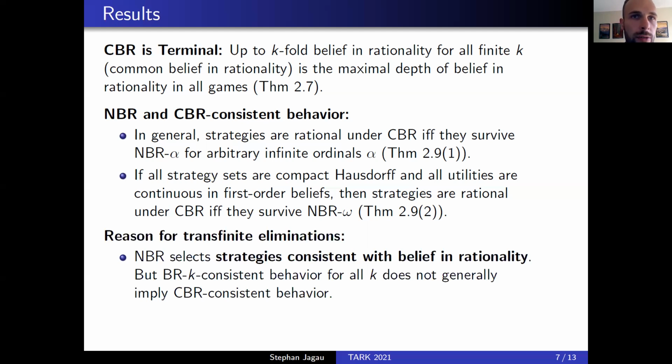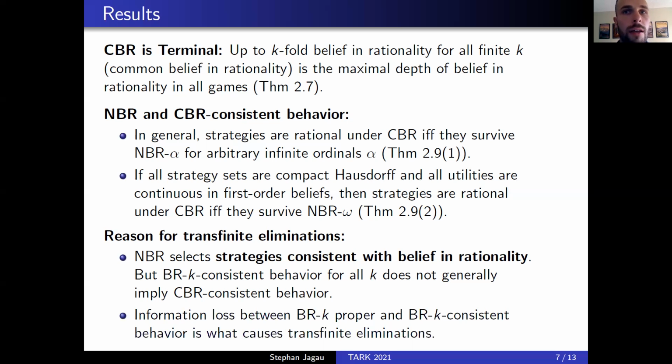Now, the reason is that non-best replies select only strategies consistent with belief in rationality. But the behavior that's consistent with up to k-fold belief in rationality for all k does not imply that this behavior is also consistent with common belief in rationality. And it's really this information loss, going from up to k-fold belief in rationality proper, which talks about strategies and beliefs, to up to k-fold belief in rationality consistent behavior, that causes the transfinite eliminations.